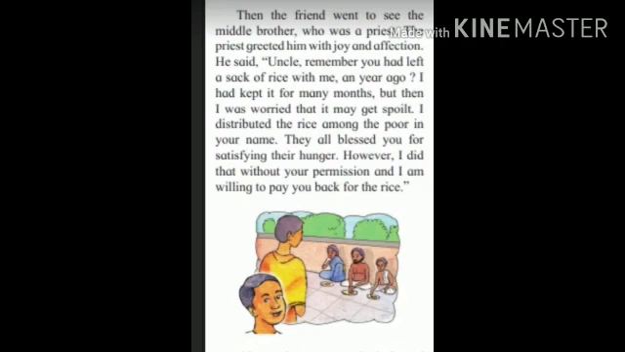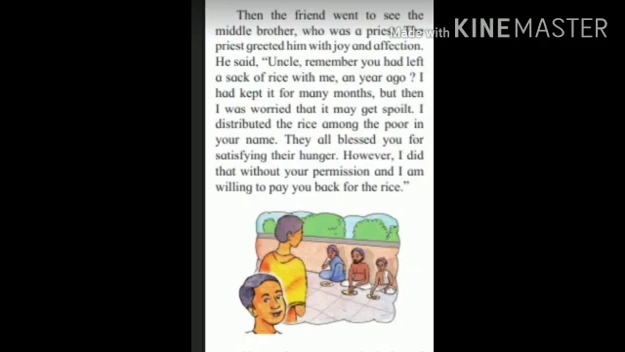Here, we start. Then the friend went to see the middle brother who was a priest. Dear students, priest means one who is authorized to perform certain religious rites. Now let's see further. The priest greeted him with joy and affection. Now dear students, greeted means to address someone politely or welcome him in a very nice way, and affection means love.